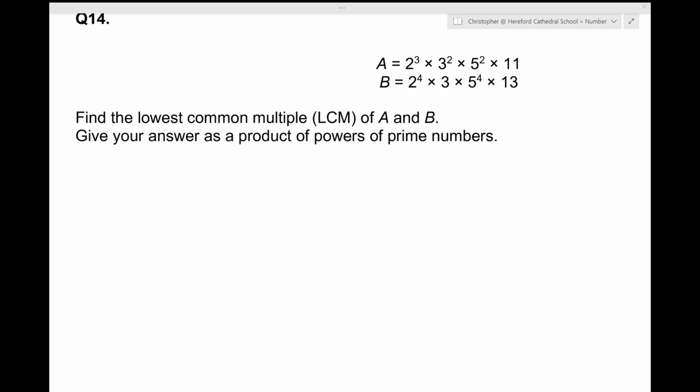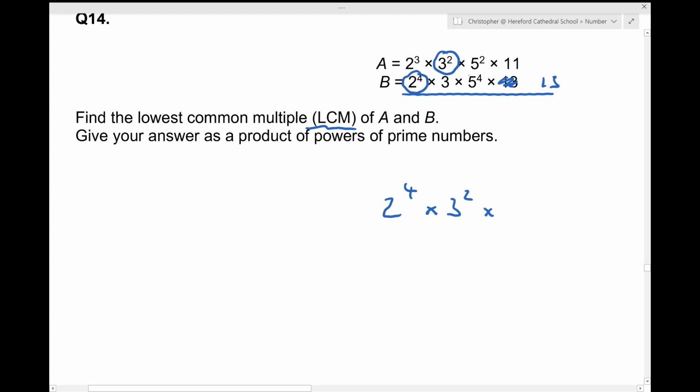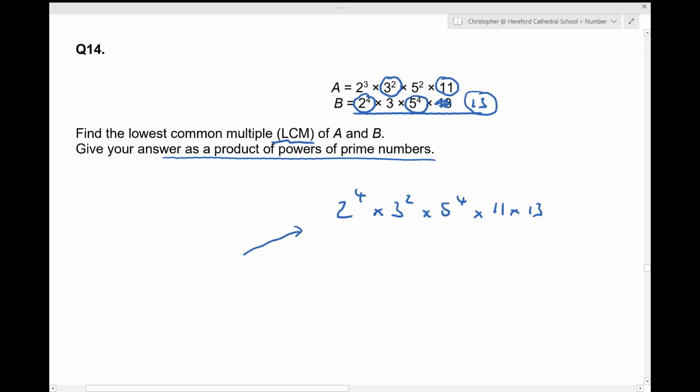Question 14. Find the lowest common multiple of A and B, giving your answer as a product of prime numbers. Right, well, we're already really written in columns, aren't we? Look, we've got the 2s, the 3s, the 5s, and okay, the 11s there. So I'm going to write the 13 here. Now my factors are written in columns, and I'm finding the lowest common multiple. So I'm going to construct a number out of the highest power of each factor. 11 and a 13. Now, that's my lowest common multiple. Give your answer as a product of powers of prime numbers. Well, I've already done that. So that is the answer for question 14.